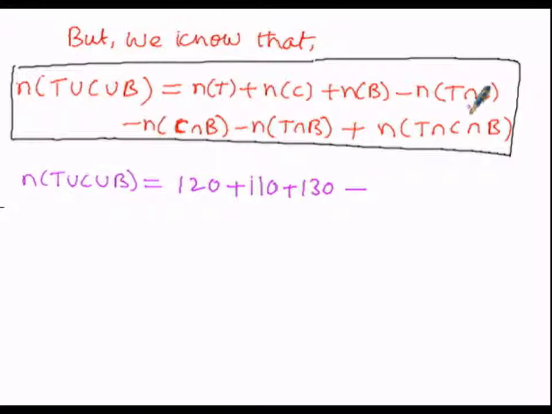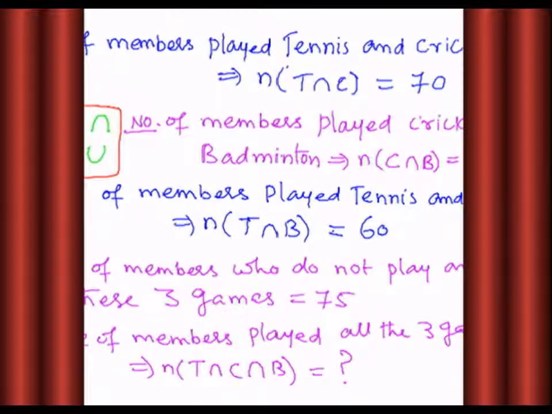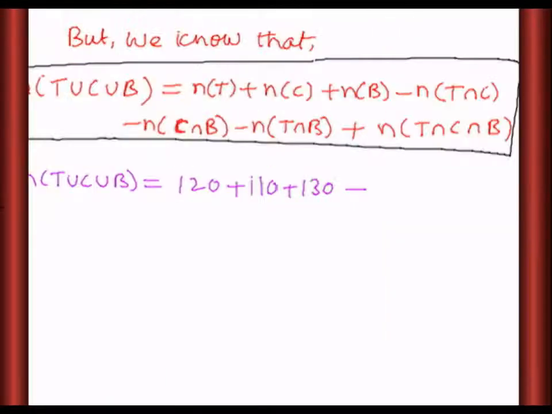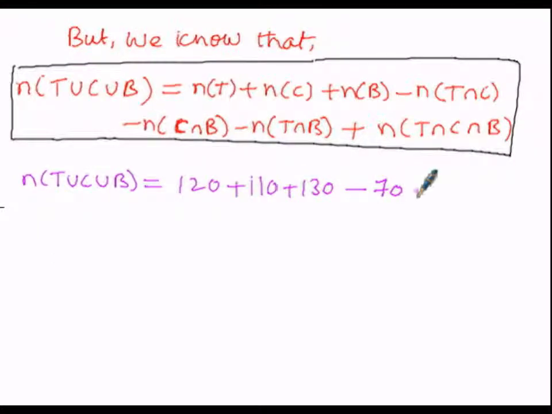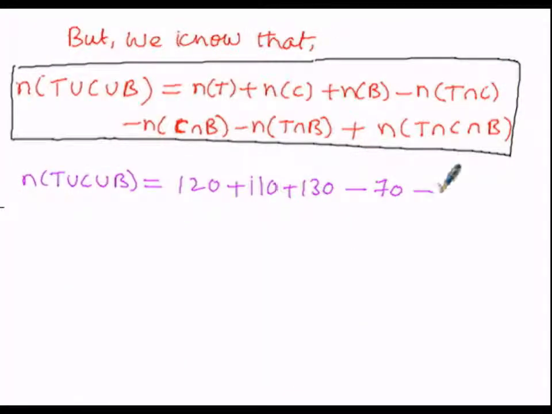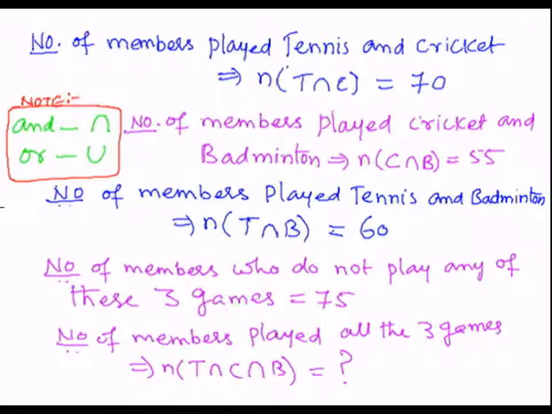T intersection C. Here n of T intersection C is given as 70, minus n of C intersection B. It can also be written as B intersection C, either C intersection B or B intersection C, because intersection is commutative. So n of C intersection B is 55, minus n of T intersection B. So n of T intersection B is 60.